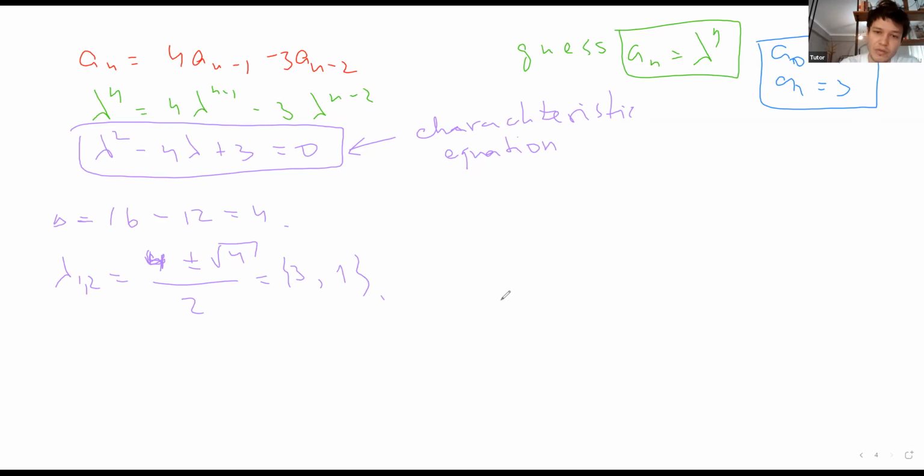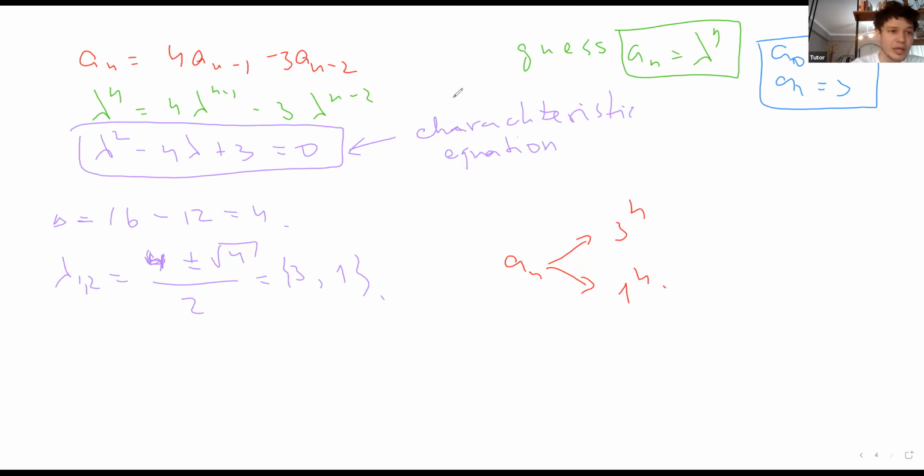If I were to take a_n, it can be equal either to 3 to the power n, or it can be equal to 1 to the power n. So actually, if I plug in 1 to the power n, what would I get? This would be 1, 1, 1. See, this satisfies: 1 is equal to 4 times 1 minus 3 times 1. So it's basically 1 is equal to 1.